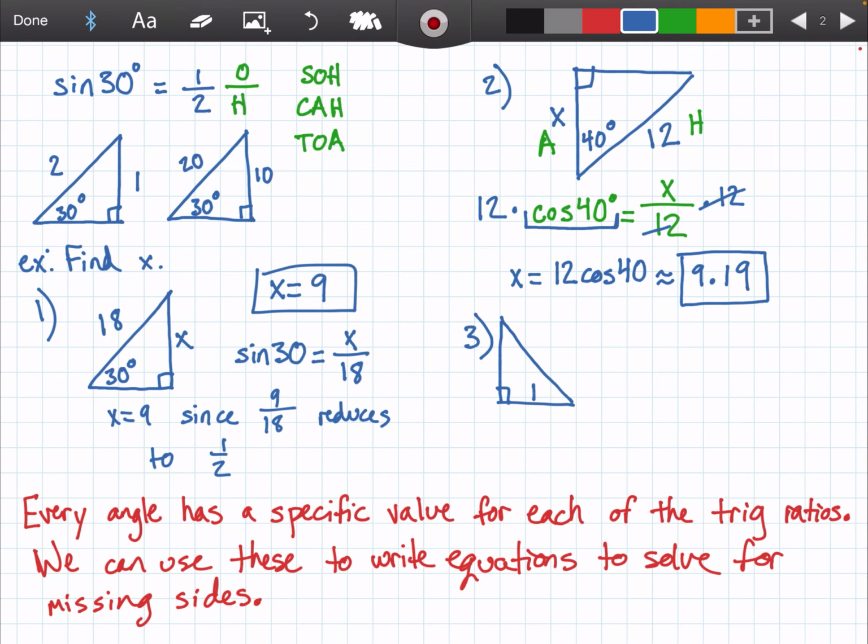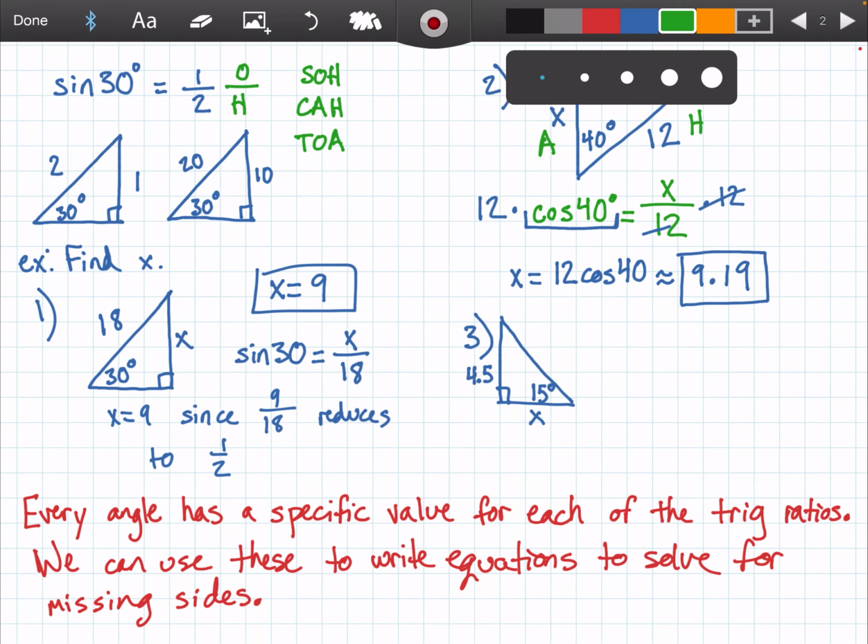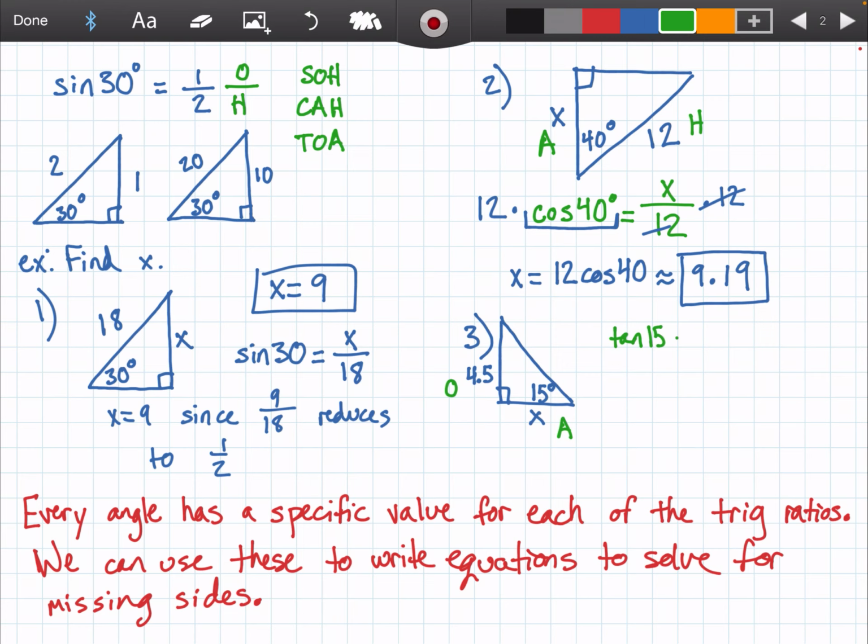Okay, let's make this 15 degrees. Let's make this side 4.5 and this side x. Well, this time from the angle I've been given the opposite and adjacent, so I know that I can say tangent of 15 equals 4.5 over x.